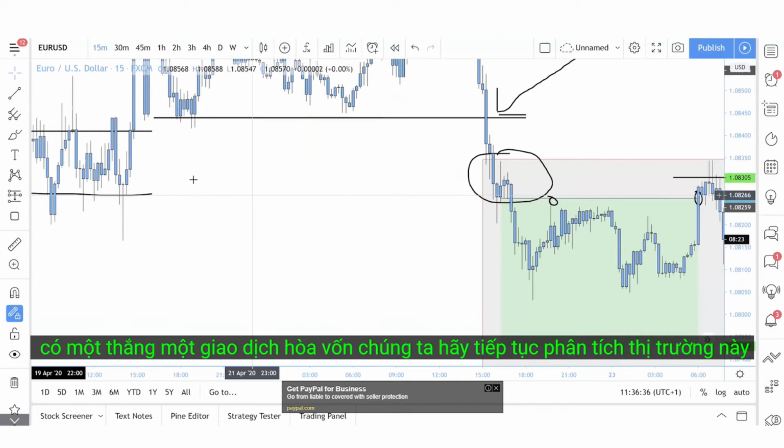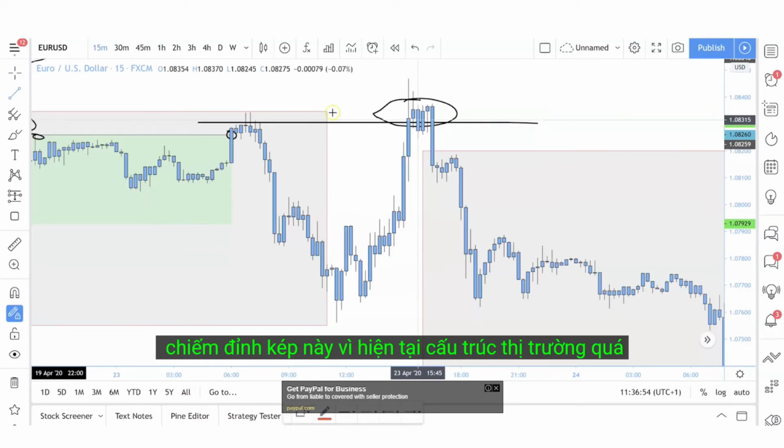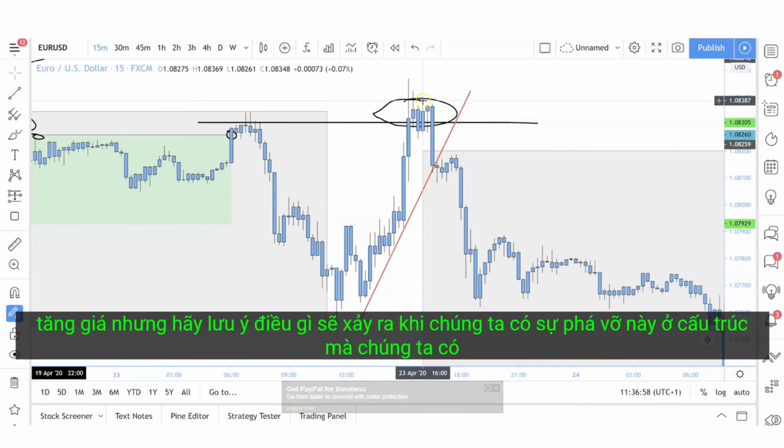Let's continue to analyze this market structure from this point on. The second part was this area here in the market where we identified a double top of the previous structure. We're not looking to take this double top because at the moment the market structure is too bullish. But notice what happens when we have this break of the structure. We have a beautiful lower high formation. And let's just see if there was a tradable opportunity here.